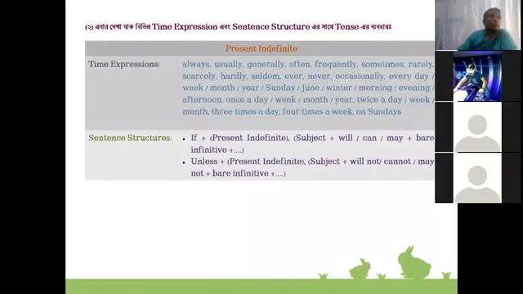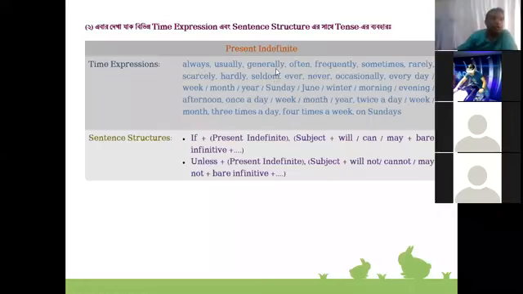Now let us see different sentence structures according to time expressions in different tenses. You can see some time expressions in the chart. We use the present indefinite tense with these time expressions.